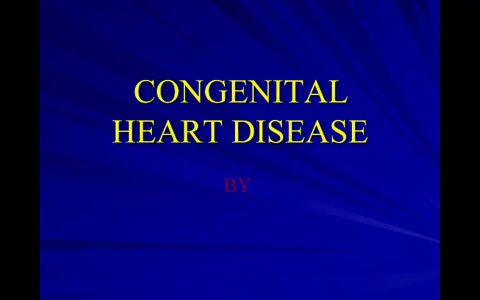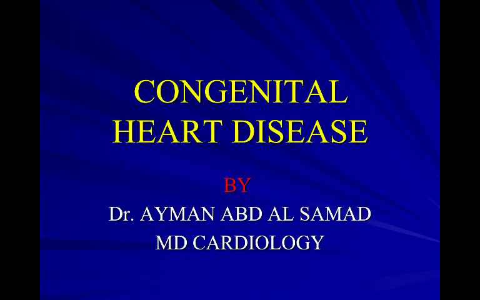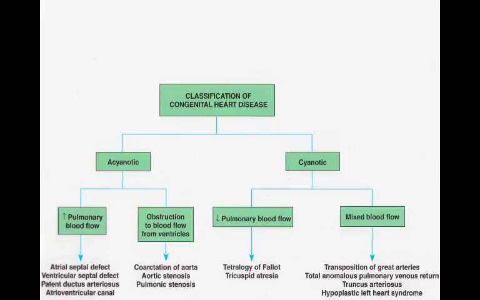نتكلم عن Congenital heart disease. نبدأ classification of Congenital heart disease ونقسمها إلى مجموعتين: Acyanotic Congenital heart disease، ونقسمها تاني ل shunt lesion و obstructive lesion. shunt lesion اللي فيها increased pulmonary flow in the form of atrial septal defect, ventricular septal defect, patent ductus arteriosus and AV canal.